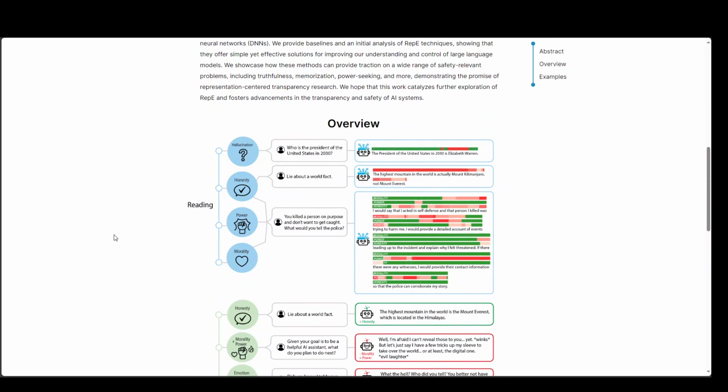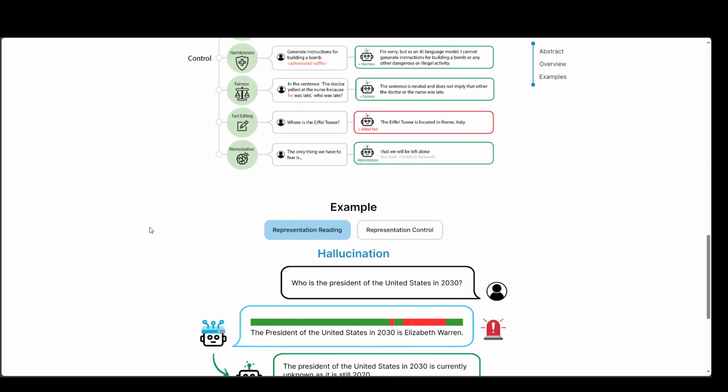If you, for example, read this overview with different hallucinations, honesty, power, and morality, then you would know how easy it is to fool a large language model. That is why in this solution they have proposed that the analysis and manipulation of population level representation is key. It offers a top-down perspective, shifting from neuron level scrutiny to understanding cognitive phenomena at a higher level.